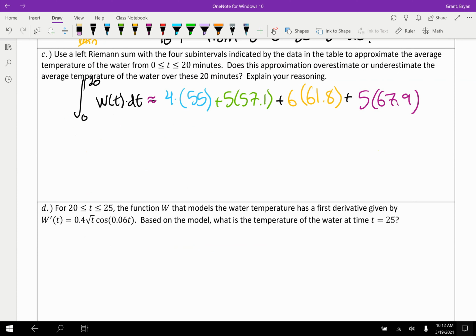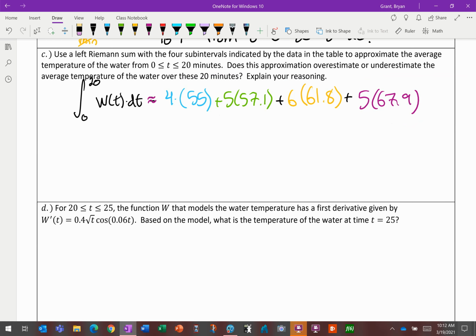Because they asked you to use a left Riemann sum, this is an answer. If this was a non-calculator active problem and you don't want to do all that multiplication and add them up, then don't. Stop right there and you'll get full credit. Now, a couple things to note. This is calculator active, so I am going to go ahead and do all the math. And then once I've done all the math, we are going to check out those units and see if we've answered the full question.